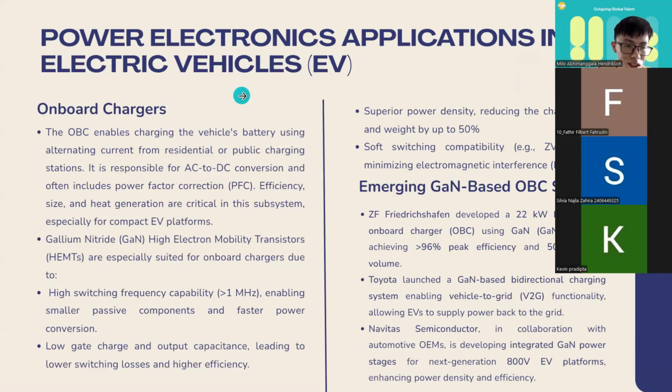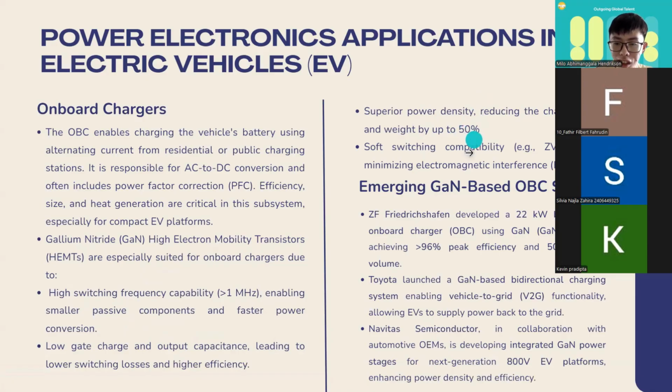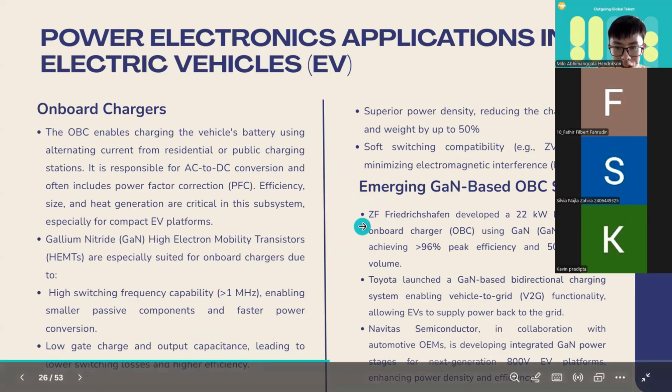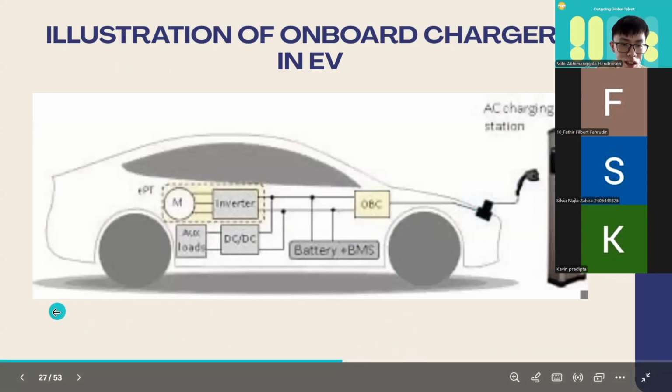And we have the onboard chargers, which enable charging the vehicle's battery using alternating current from public charging stations. And we usually use gallium nitride because it has high electron mobility and high switching frequency capability, low gate charge and output capacitance, superior power density, and soft switching compatibility. And here we also have examples of companies that apply gallium nitride in OBC systems, which include Toyota, Nvidia Semiconductor, and ZF Friedrichshafen from Germany. So here is the illustration of the onboard chargers in the EV.